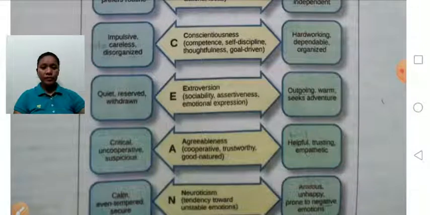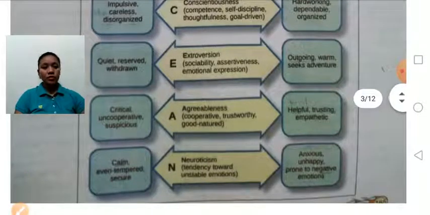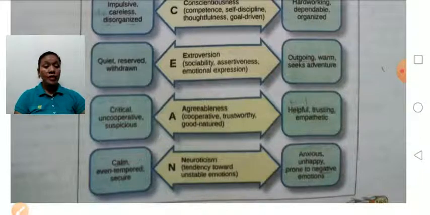And next is neuroticism. Those who are high in neuroticism are anxious, worried, and unhappy. They always live in unhappiness, prone to negative thinking and emotions. They are emotionally weak and insecure. And those who are low in neuroticism are calm, even tempered, and secure. They are emotionally strong, stable, and confident. This is the Big Five theory. OCEAN.